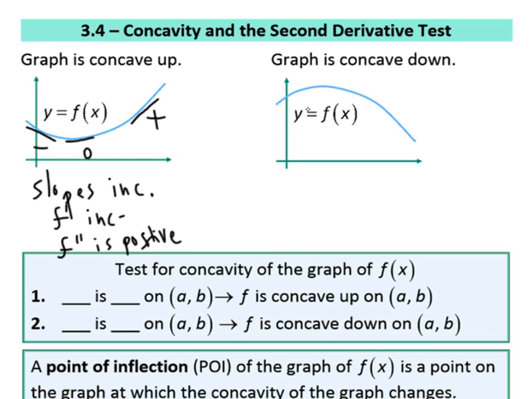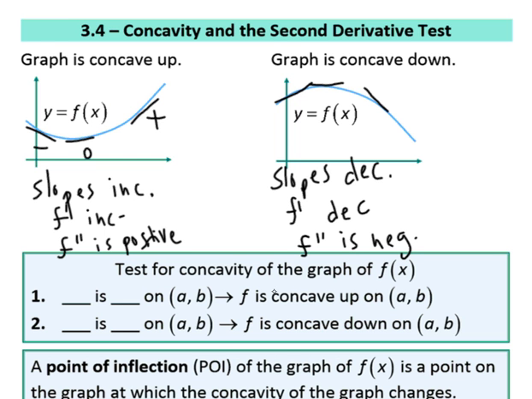Same for concave down. If you look at the slopes from left to right, we have a positive slope here, here we have a 0 slope, and here we have a negative slope. So that means that the slopes are decreasing. Again, that does not mean the function is decreasing. It means the slopes are decreasing. Therefore, f prime is decreasing. Therefore, the second derivative is negative.